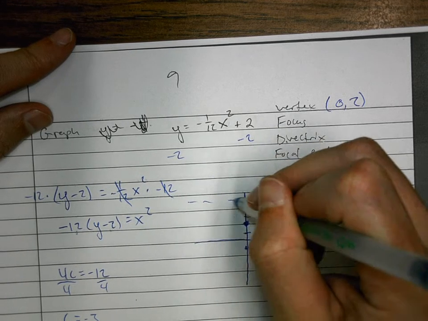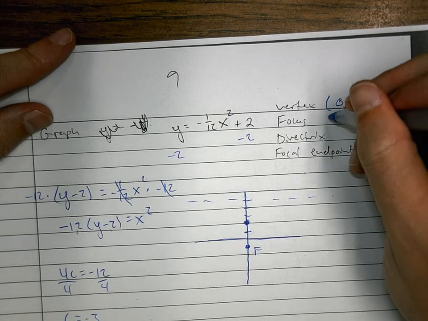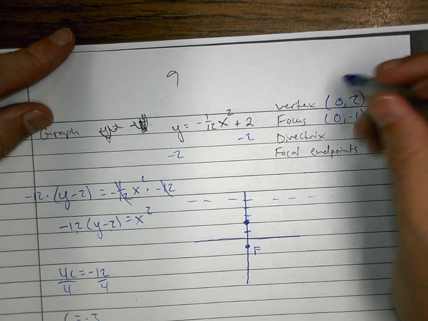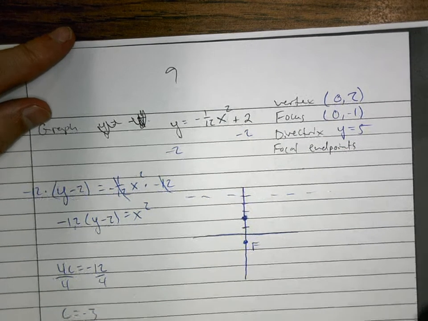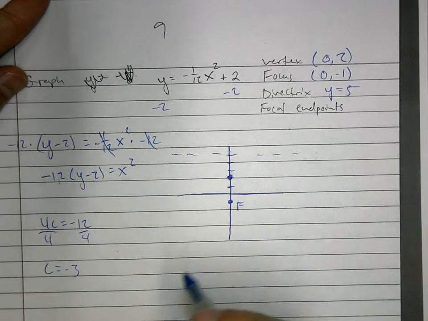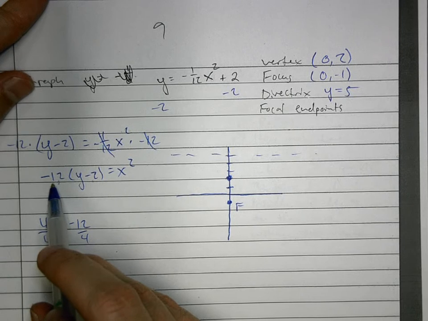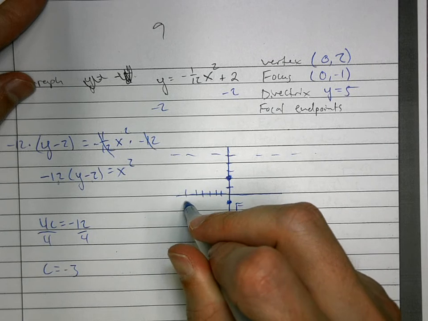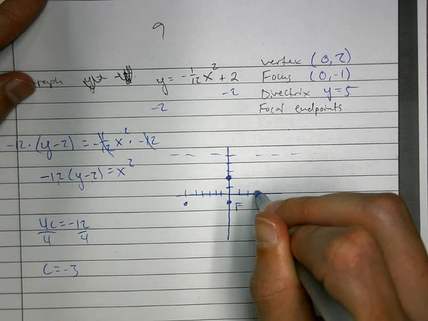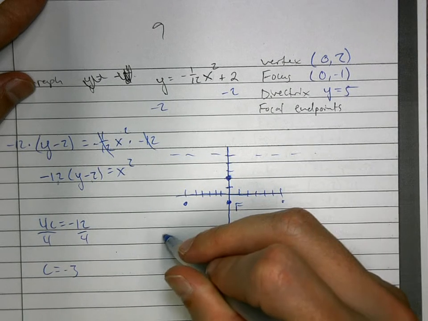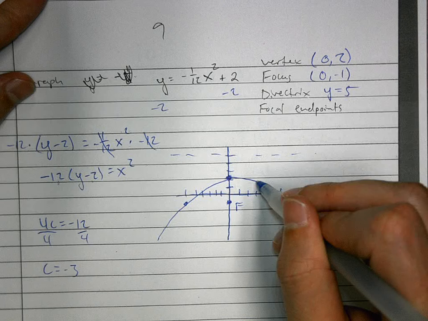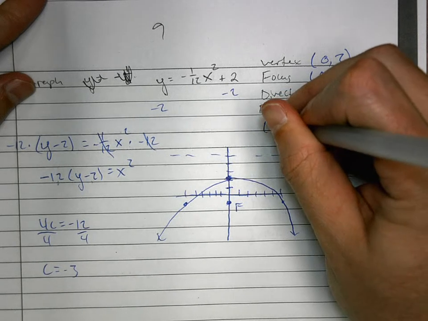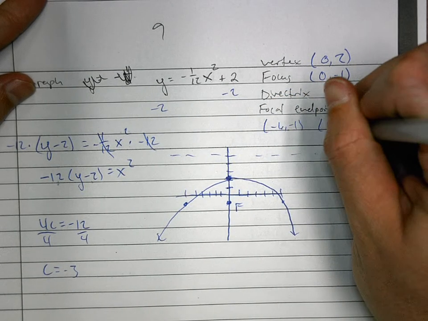Remember, your directrix is a line. So focus is at 0, -1. Directrix is at 1, 2, 3, 4. Y equals 5. Our focal endpoints. So we have a focal width of 12. Half of 12 is 6. So we're going to go 6 to the left. 3, 4, 5, 6. 6 to the right. 1, 2, 3, 4, 5, 6. That's our focal width. So our focal endpoints are at -6, -1, +6, -1.